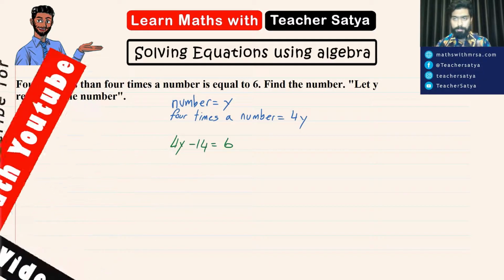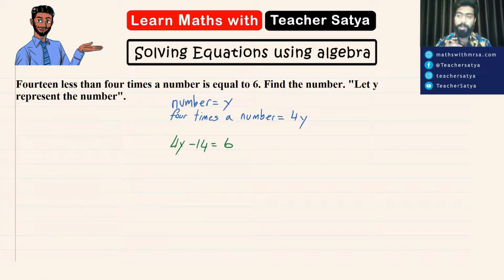Now some of you may be asking why I wrote 4y first instead of 14 first. Think about it this way guys. If I say 5 less than 20, I would write it as 20 minus 5, right? So in this case, 14 less than 4 times the number, where 4 times the number is 4y, it will be 4y minus 14.